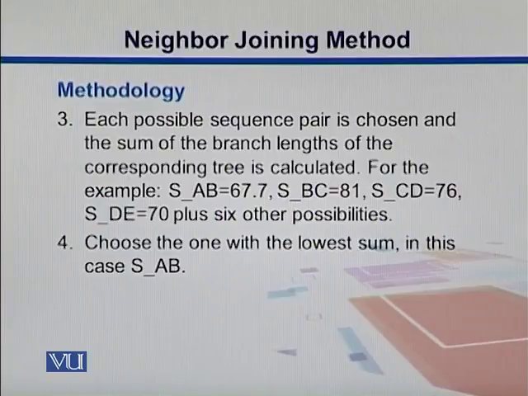So we can calculate the possible sequence pairs and the sum of the branch lengths for the corresponding trees. For example, our score S between A and B can be calculated as 67.7, and in the same way we can come up with B and C, C and D, D and E, and other possibilities, and then we choose the one with the lowest sum. In this case SAB is the lowest, and we use this one to start with the first pair of neighbors.